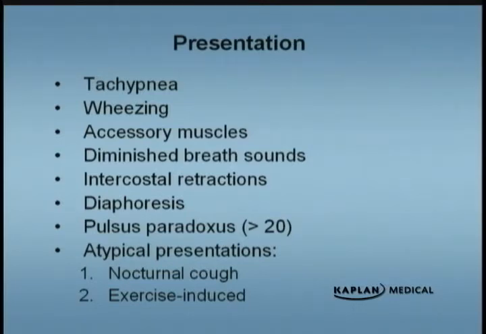So right away, a couple of things that you should know from this slide tell us that this is an acute exacerbation: accessory muscle use, diminished breath sounds and silent lung, intercostal retraction, diaphoresis, and a pulsus paradoxus of over 20. All these are ominous signs. You have to watch that patient closely, because this patient has a severe asthma exacerbation.